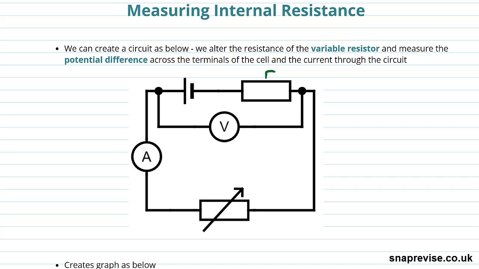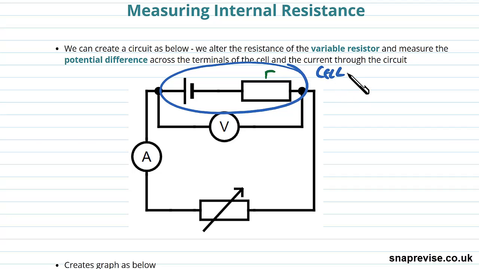So in this video, we're going to look at measuring internal resistance. We can create a circuit as below. What we do is alter the resistance of this variable resistor. This is our cell here. Essentially what this voltmeter is connected over forms our cell. So that's what this is.